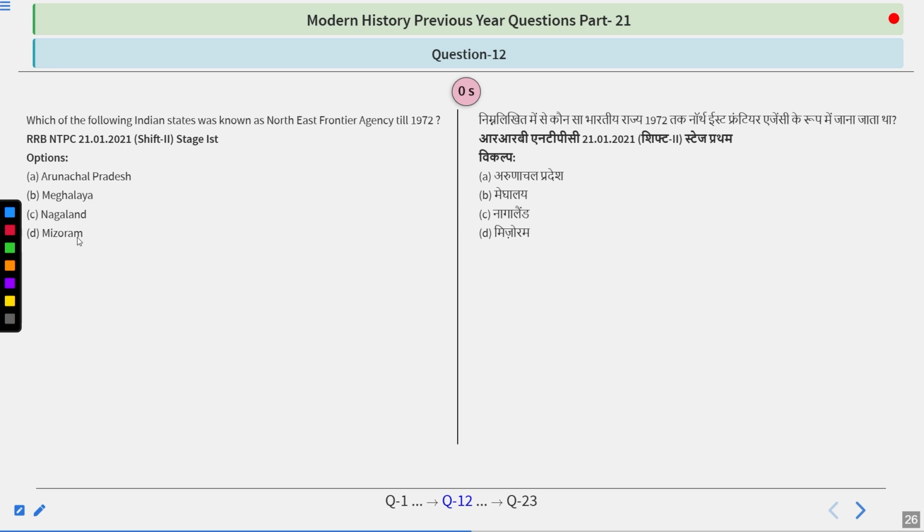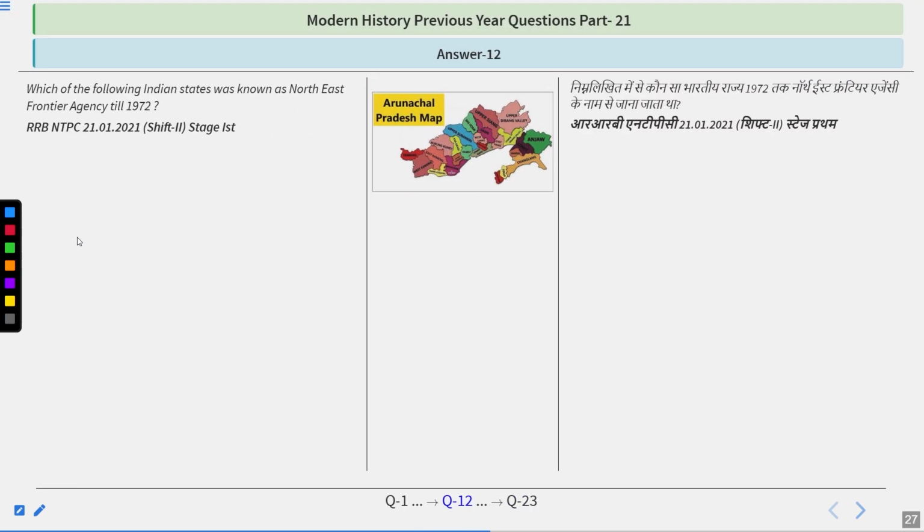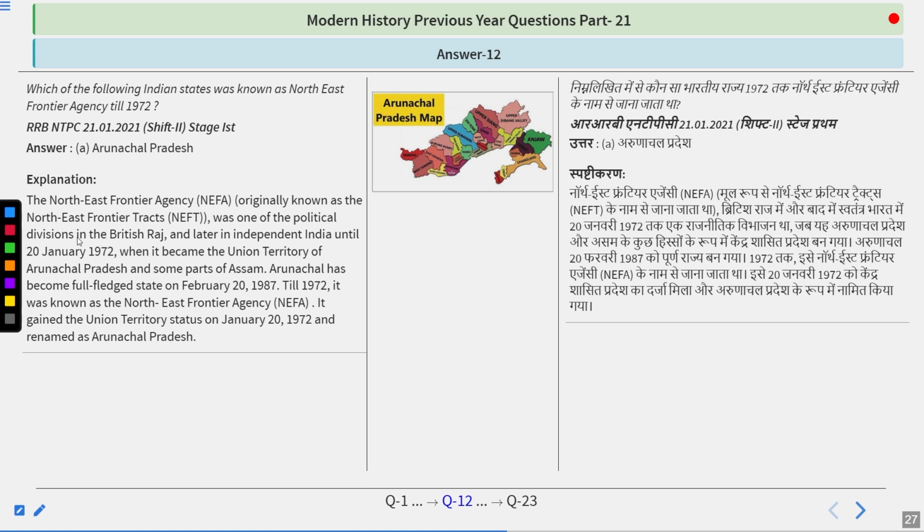And I guess the answer you are looking for is quite right, because the answer is Arunachal Pradesh. Northeast Frontier Agency, originally known as the Northeast Frontier Tracts, was one of the political divisions of the British Raj, and later in independent India until 20th January 1972, when it became the Union Territory of Arunachal Pradesh. Along with some parts of Assam, Arunachal became a full-fledged state on 20th February 1987. Till 1972, it was known as the Northeast Frontier Agency. It gained the Union Territory status on 20th January 1972 and was renamed Arunachal Pradesh.